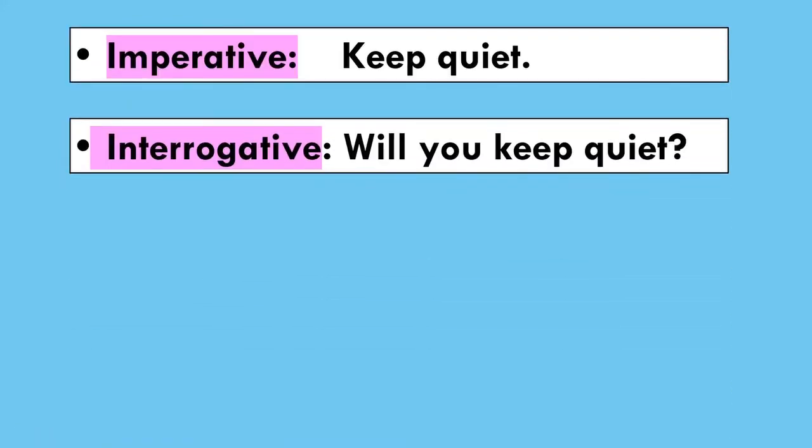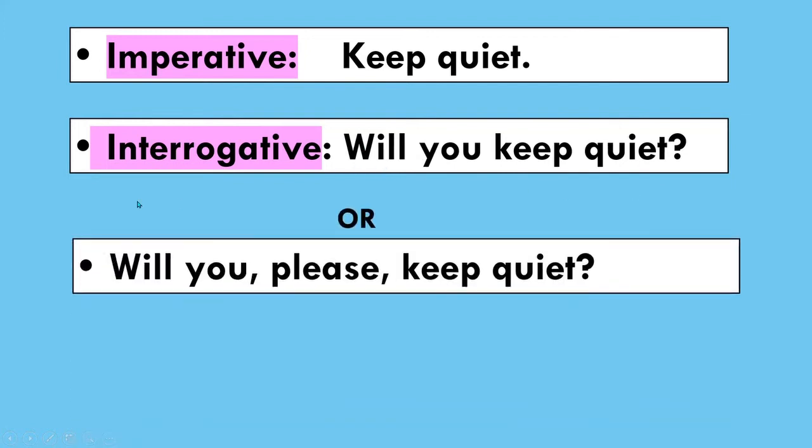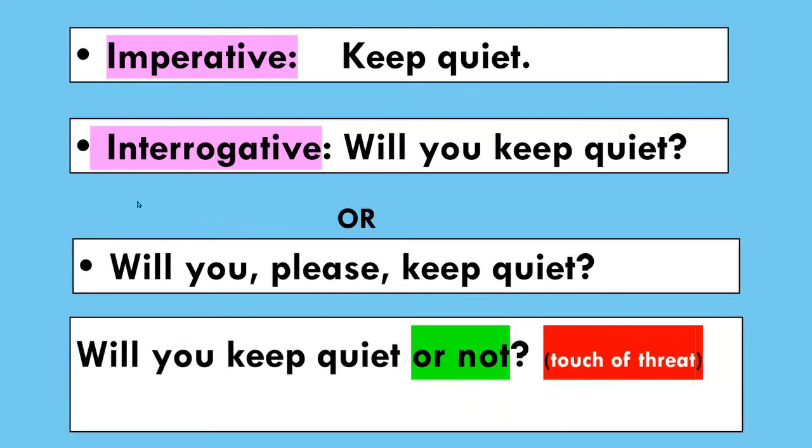So now let us see the next example. In imperative, it is written "Keep quiet." So keep is the v1 form. Here, when we convert into interrogative, we will use "will you" in the beginning. "Will you keep quiet?" So it is more polite. Then "Will you please keep quiet?" It is even more polite. And "Will you keep quiet or not?" It is a touch of threat.